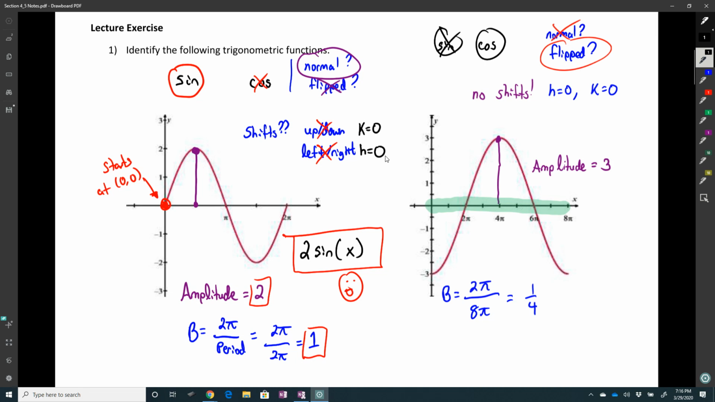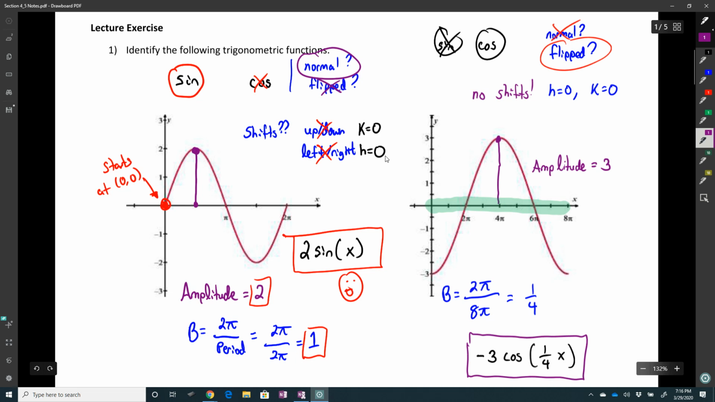So my answer for this, since h is 0, k is 0, I know it's flipped, so it's going to be -3 cosine 1/4 x. And there we go. 3 is the amplitude. Since it's flipped, it's a -3. Cosine, because that's the shape of the graph. And I found the number in front of x is just 2 pi over the period. So 2 pi over 8 pi is 1/4.